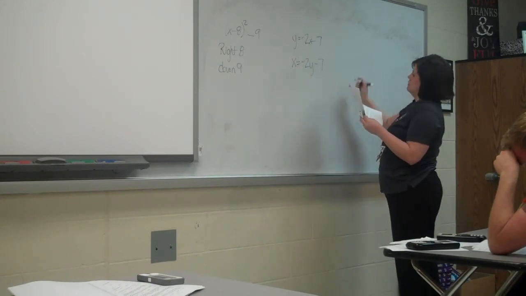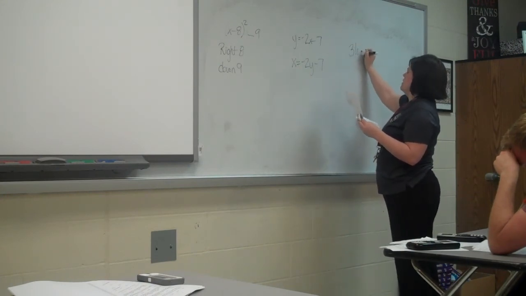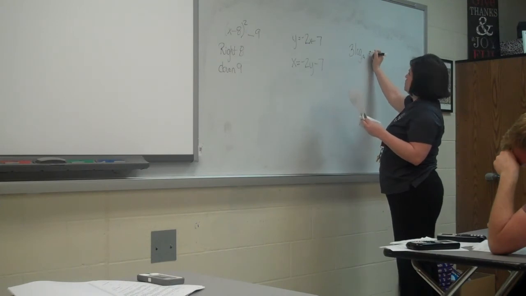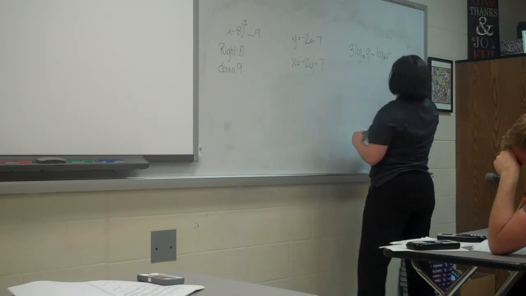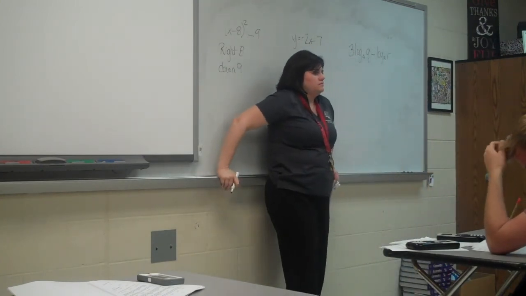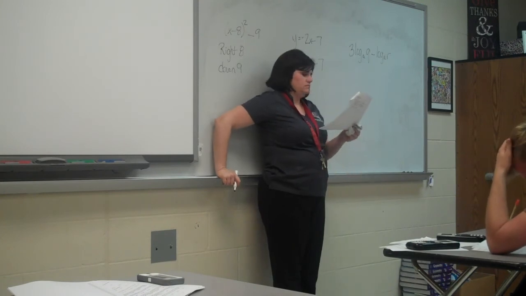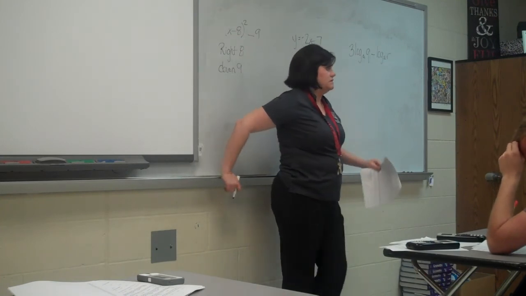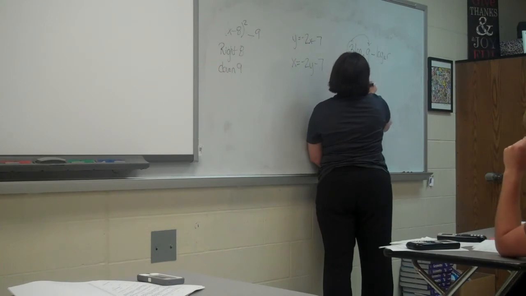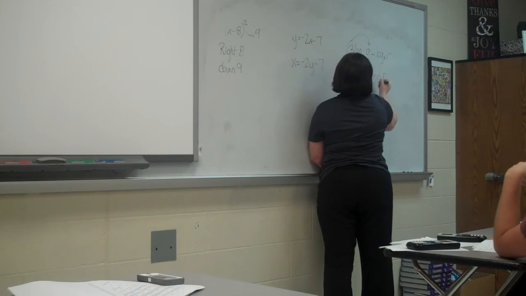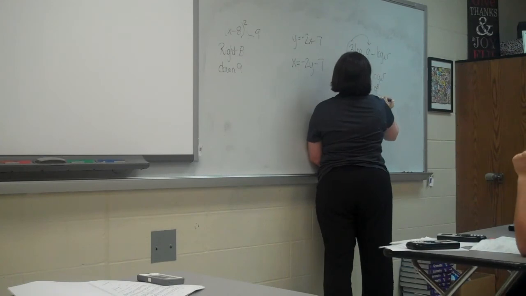Okay, 45. 3 log base a of Q minus log base a of R. It's not A. Is it C? C. This 3 becomes an exponent, right? And then I write it as just a single logarithm: Q to the third on the top and R on the bottom.